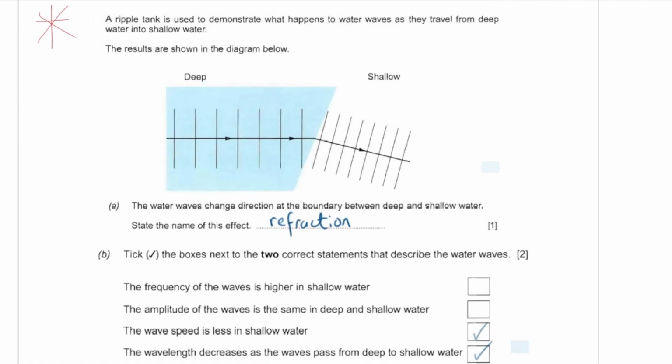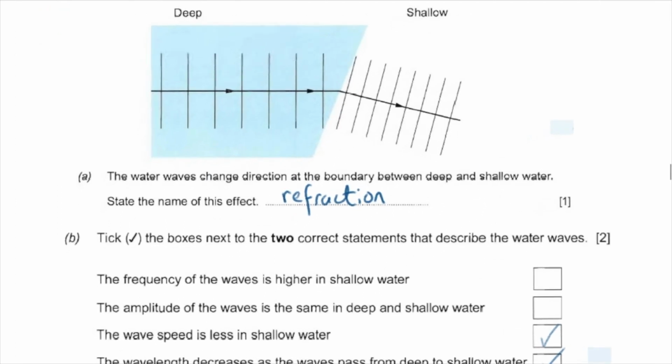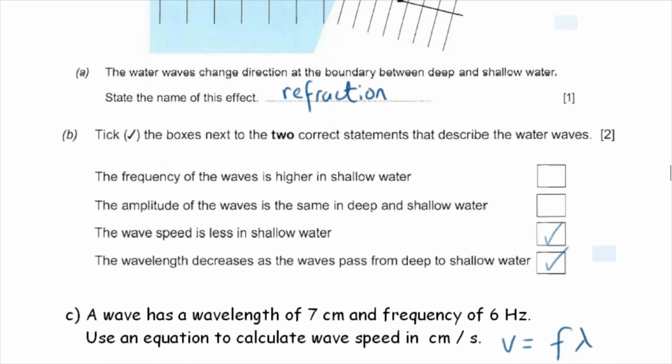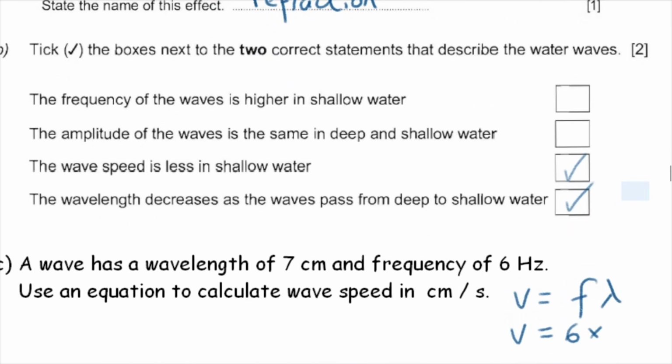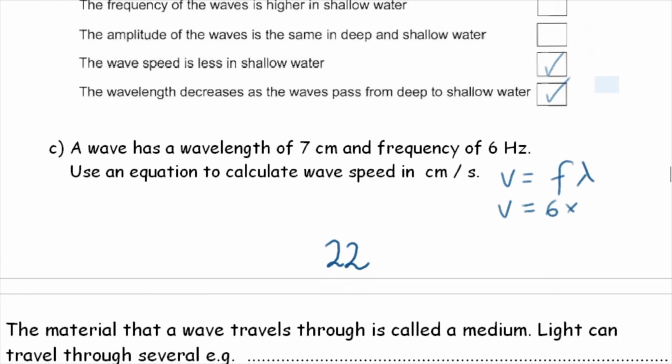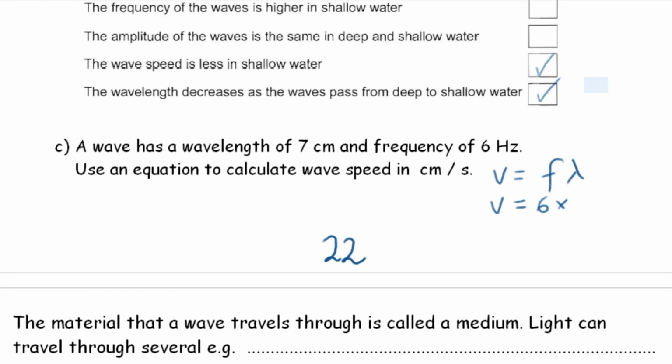Okay, you can mark this with a red pen yourself or correct with a red pen. The first one, I hope you all got this one. State the name of this effect, that's refraction. Tick two boxes, the correct statements. Well, it's the wave speed is less in shallow water and the wavelength decreases in shallow water. Part C, a wave's got a wavelength of 7 centimeters and frequency of 6 Hz. Use an equation to calculate the wave speed.